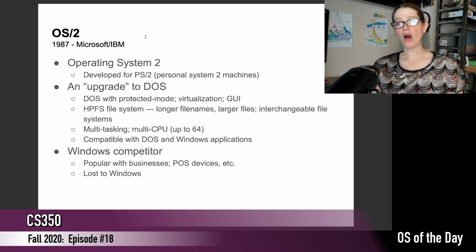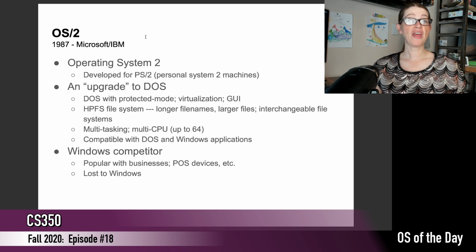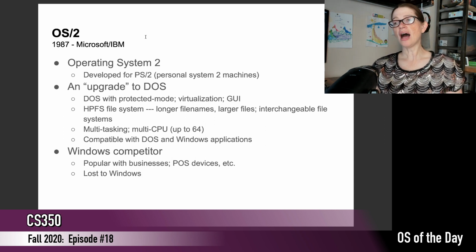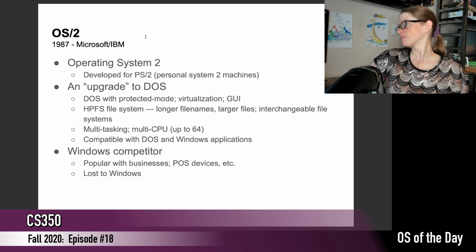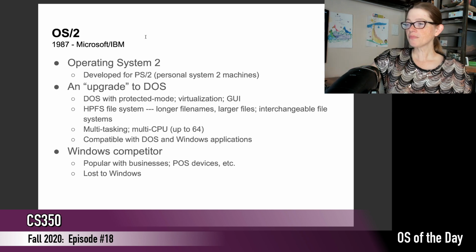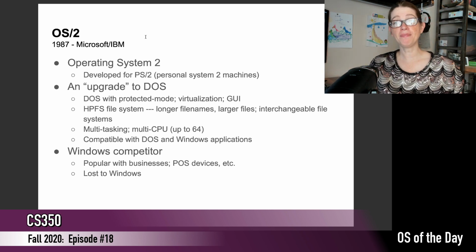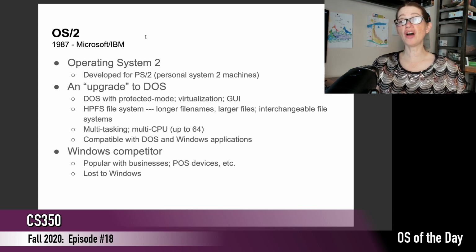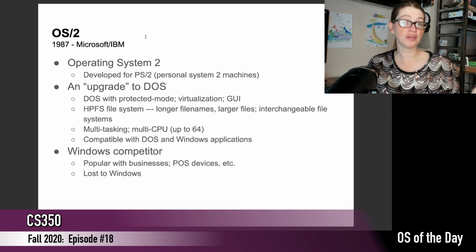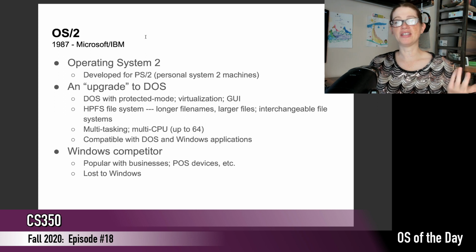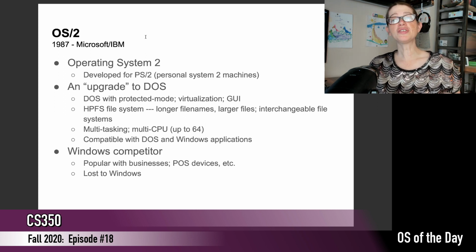Now, what did it offer? So OS/2 had DOS with a protected mode. So it still actually had DOS in it, but it also offered things like virtualization, separation of kernel and user program. It had a GUI as well, and I'll show you OS/2 Warp in a minute. Some other things that it had was a better file system called HPFS, which actually supported longer file names, bigger files, and it was actually quite compatible with the FAT-based file system, but let's be honest, as you will learn in a few days, the FAT file system is actually really easy to work with. Some other interesting things that OS/2 offered that was not offered by base DOS was multitasking and support for up to 64 CPUs.